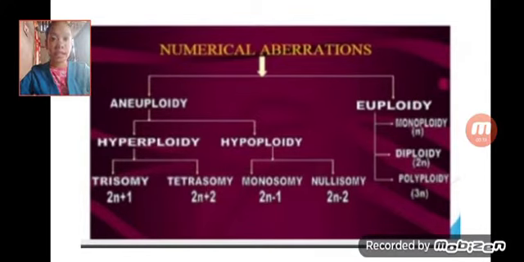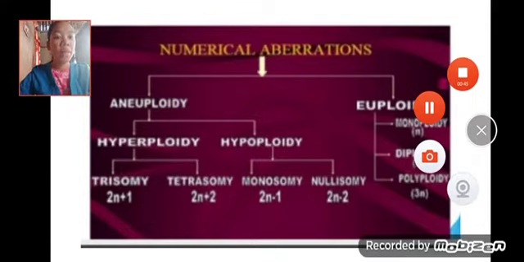So aneuploidy has the following two types, the hyperploidy and the hypoploidy. In hyperploidy, it has also two types, the trisomy and the tetrasomy. In hypoploidy, it has monosomy and nullisomy. And in euploidy, it has three types, the monoploidy, diploidy, and polyploidy.